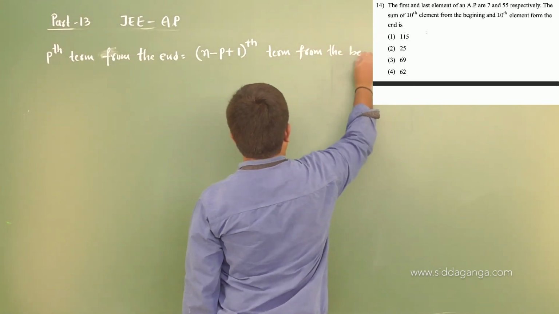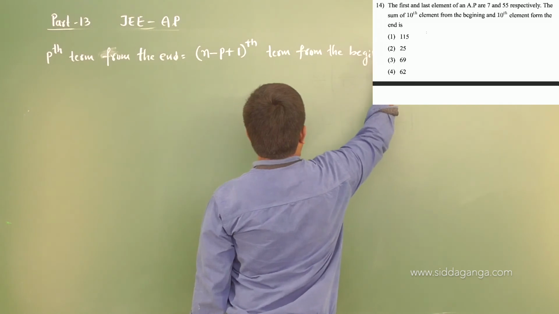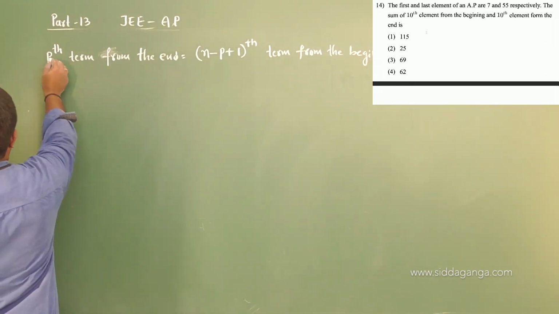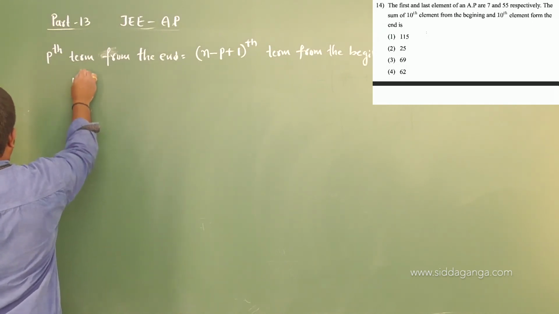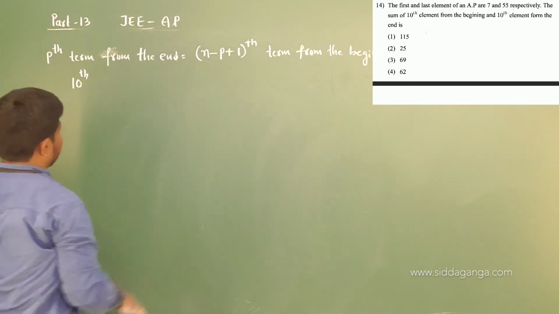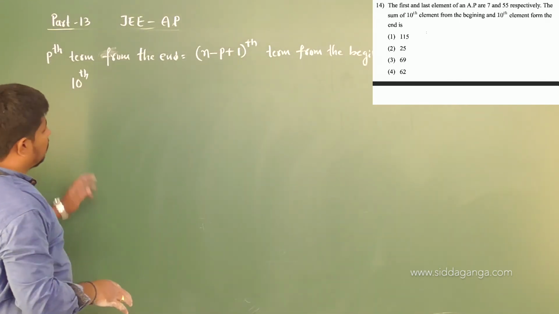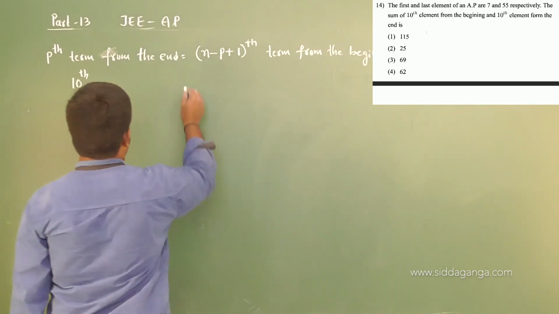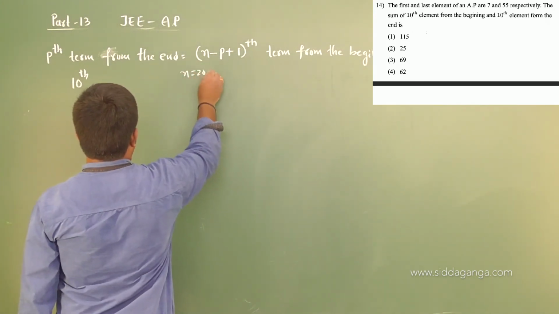This is the result we have, the standard result or shortcut. You mean, for example, the 10th term, let us take p equal to 10. So for the 10th term, p is 10 here. N is the number of terms in the given sequence. Suppose the number of terms is 20 in this case. Assume n is equal to 20.